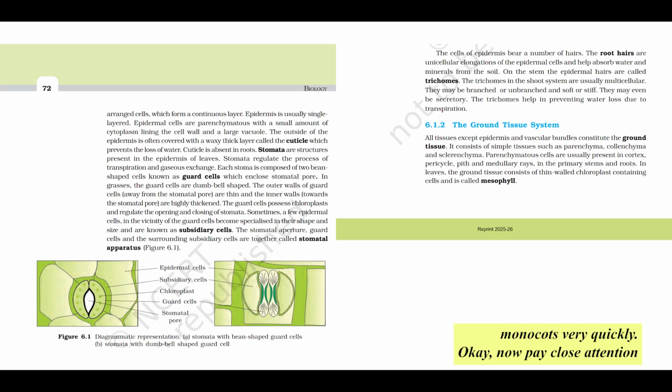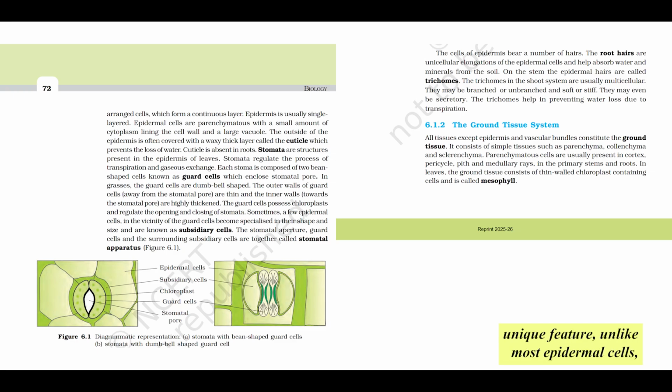Okay, now pay close attention to the cell walls of these guard cells because their structure is absolutely key to how they function. The outer walls of the guard cells, the ones positioned away from the stomatal pore, are relatively thin and quite elastic. But in stark contrast, the inner walls, the ones directly facing towards the stomatal pore, are highly thickened and much less flexible. This differential thickening is absolutely crucial for their ability to open and close the pore effectively.